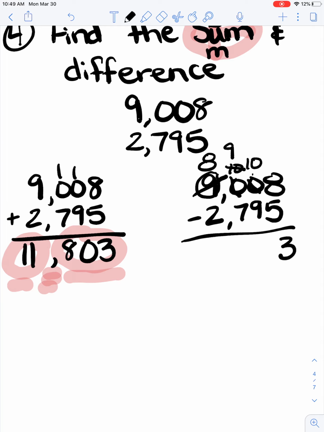So now if I have 10, can I take away 9? Yes, I can. If I have 9, can I take away 7? Yes, I can. It's 2. And 8 minus 2 is 6. So read this number with me. We have 6,213. Remember, there is no "and." The "and" is a decimal point.